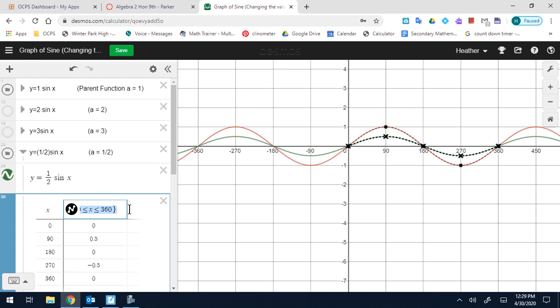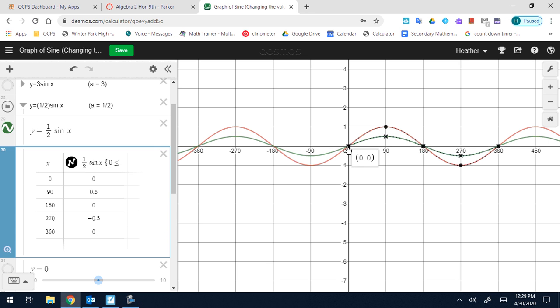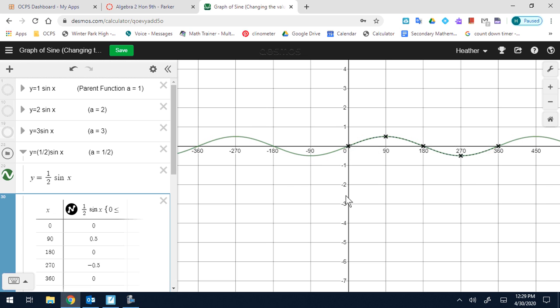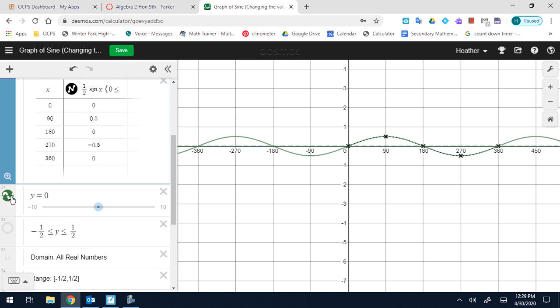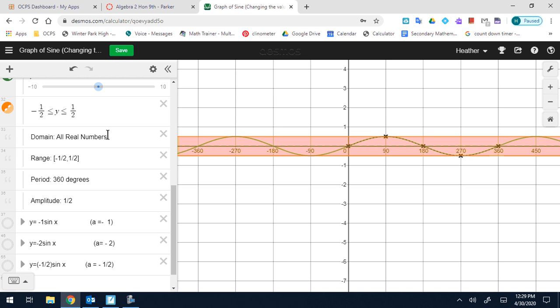Again, this is just restricting that domain to 0 to 360. What was 0, 0 stayed 0, 0. 90, 1 became 90, 1/2. That one stayed at 0. 270, negative 1 became 270, negative 1/2. 360, 0 stayed 360, 0. So again, this is a vertical compression by a factor of 1/2. My midline did not change, but my range did. I'm now going from negative 1/2 to 1/2. So my domain did not change, my range did. The period did not change, the amplitude did.